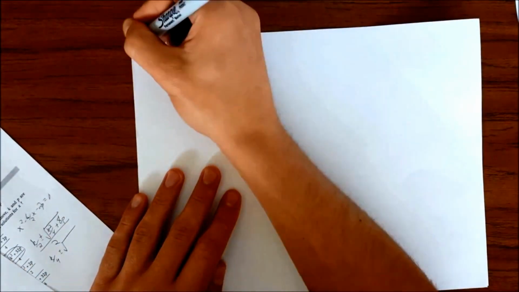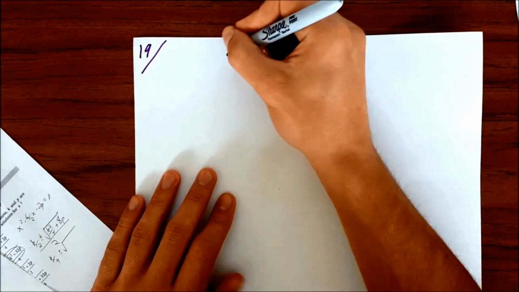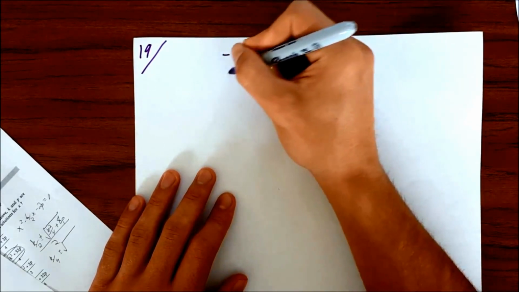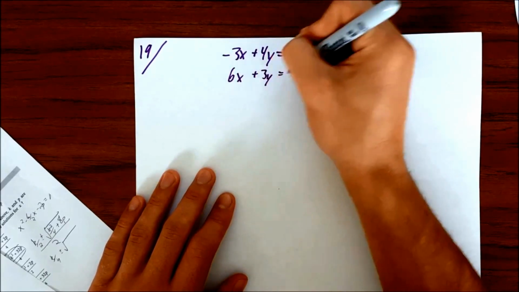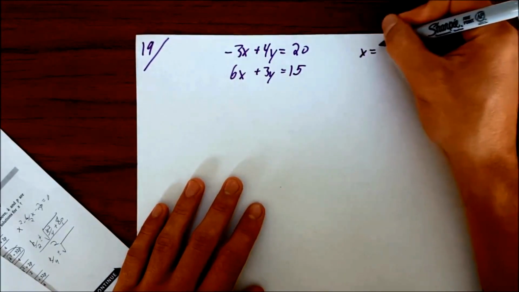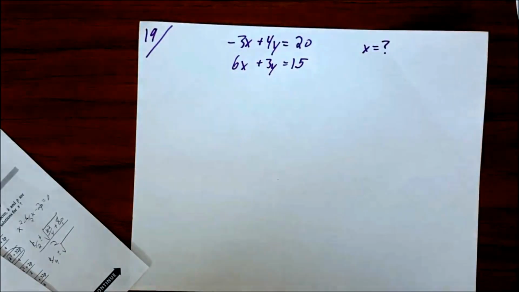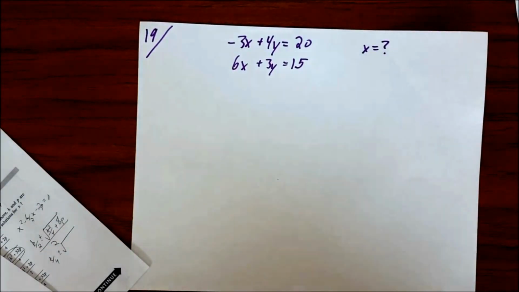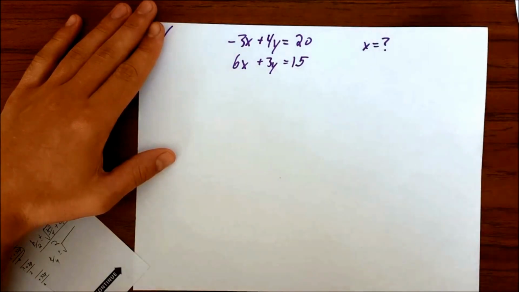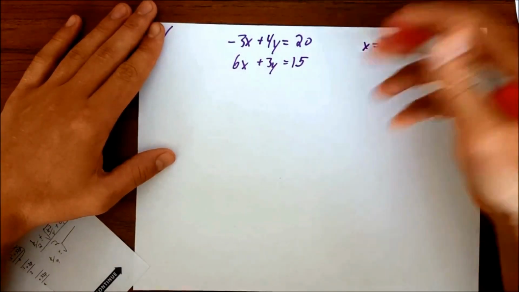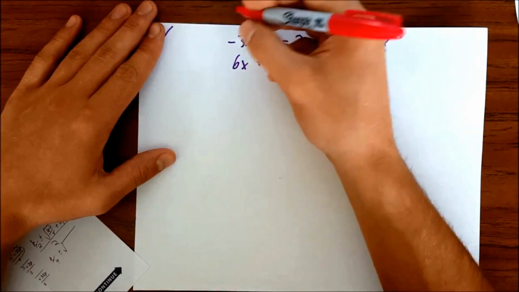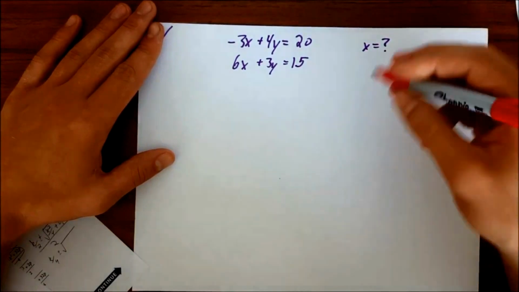Alright, and now let's do 19. Alright, so you're going to have minus 3x plus 4y equals 20, 6x plus 3y equals 15. And it wants to know what is the value of x that makes this equation true. Alright. There's a couple of different ways to approach it, but probably the easiest would be remembering the fact that you can add equations. And so to do that, what you'd want to do is multiply. Let me write these in 2 different colors.